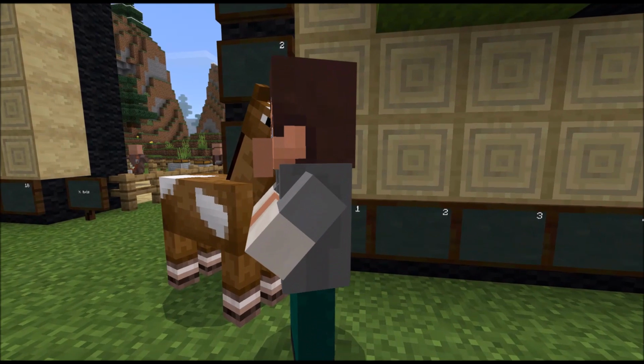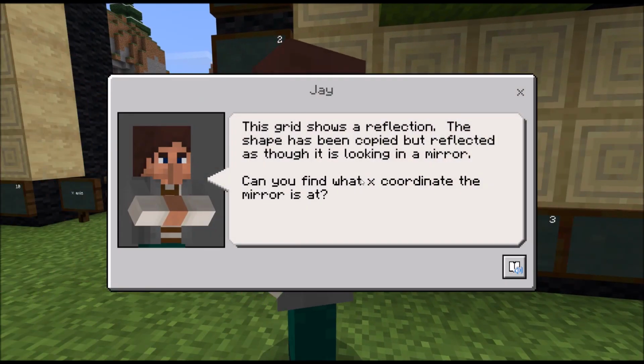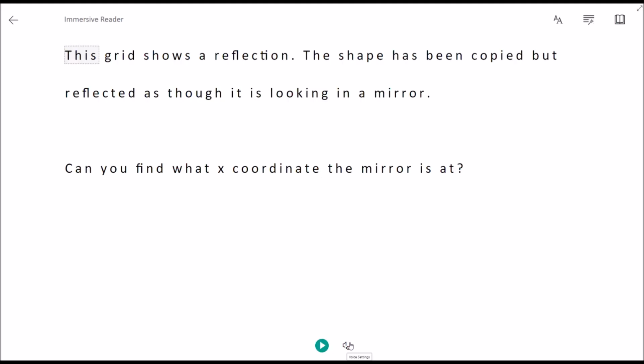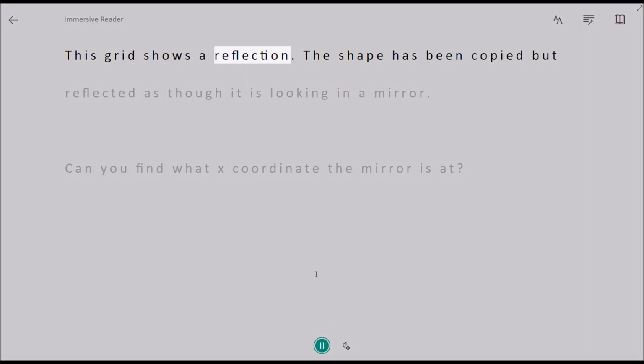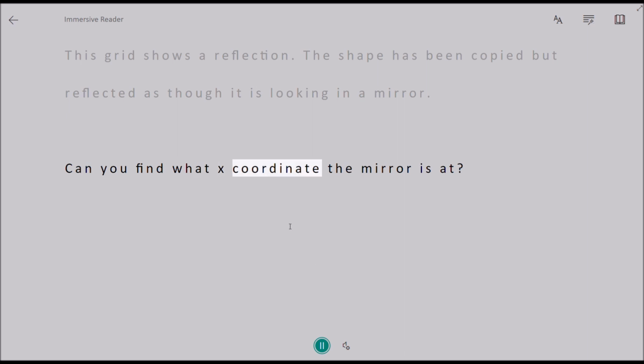Who's this? This grid shows a reflection. The shape has been copied but reflected as though it is looking in a mirror. Can you find what X coordinate the mirror is at?